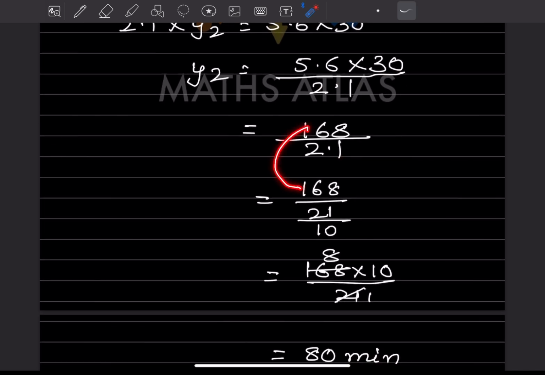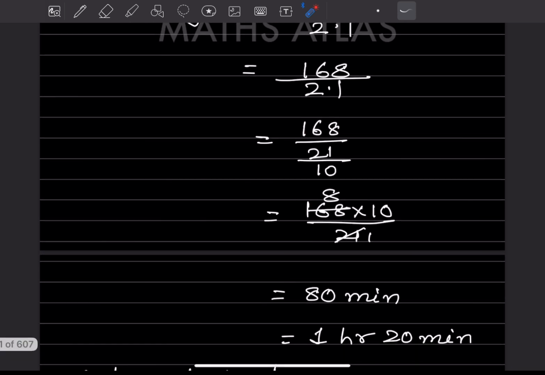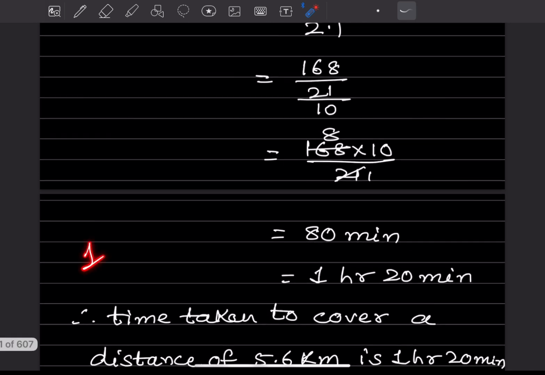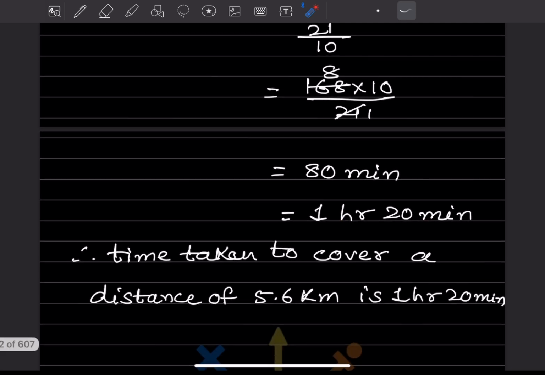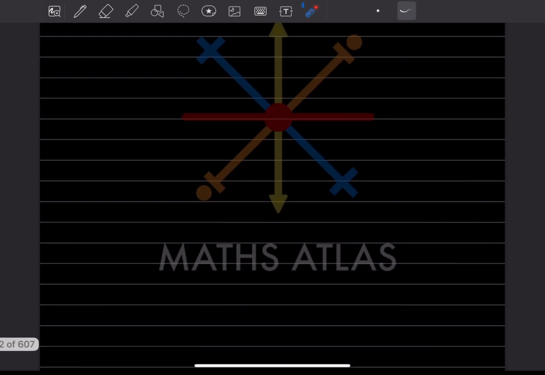So this 168 as it is, 2.1, we can also write as 21 by 10 to remove the decimal for easy calculation. So this as it is, and this will get flipped over, that will be 10 by 21. So 21 eights are, so this is going to be 80 minutes. So that will be 1 hour and 20 minutes because 1 hour is 60 minutes plus this 20 minutes. So that will be 1 hour and 20 minutes, so 80 minutes. So we can say time taken to cover a distance of 5.6 kilometers is 1 hour and 20 minutes.